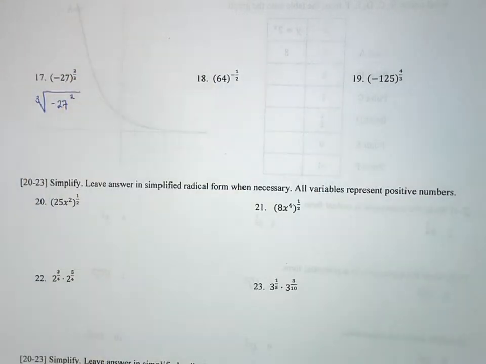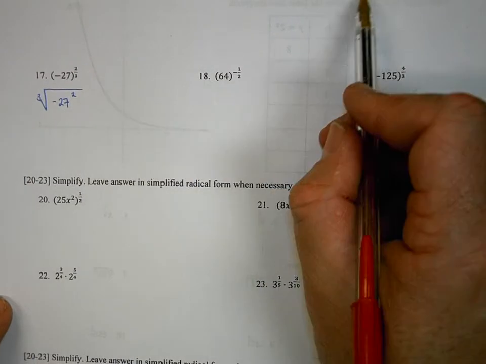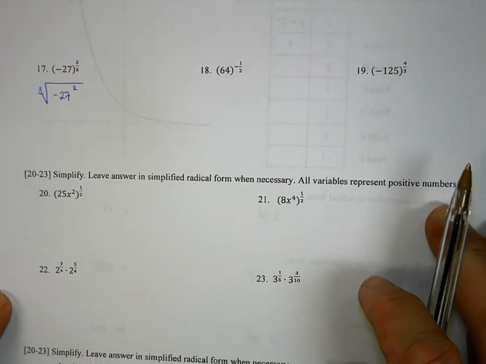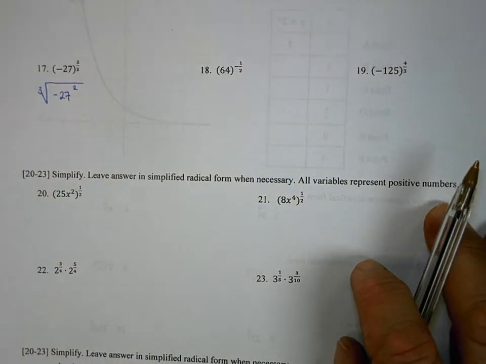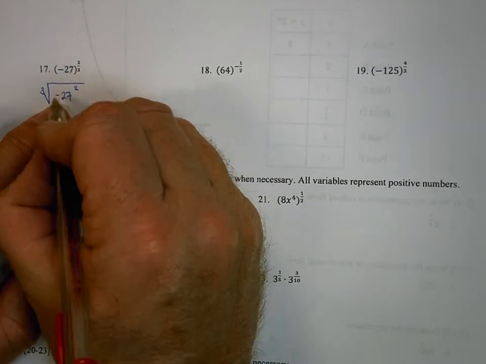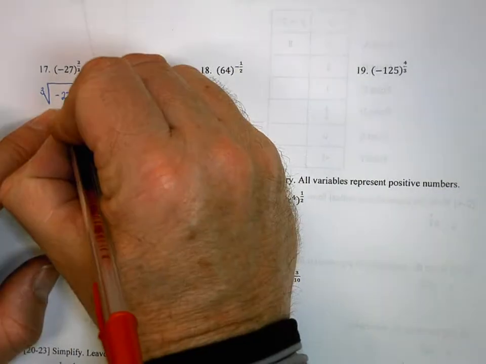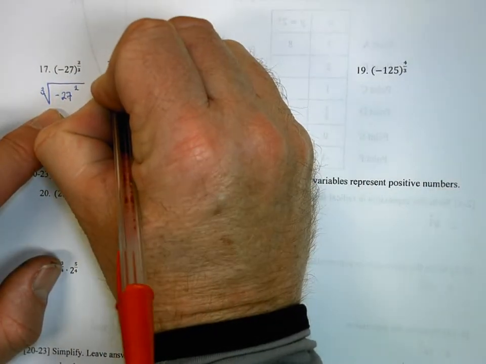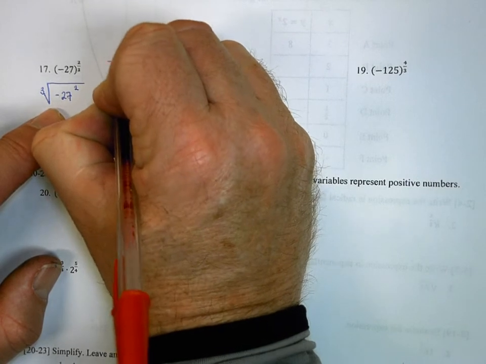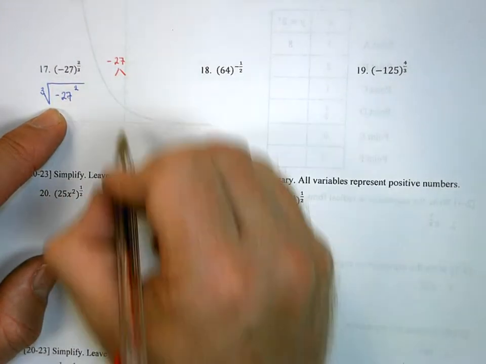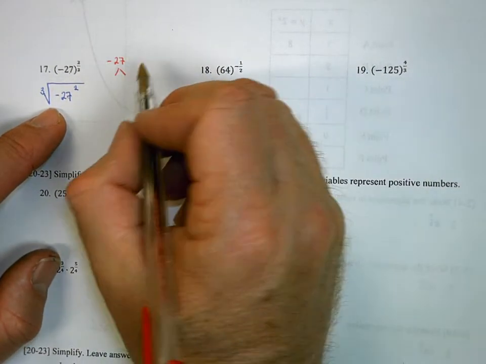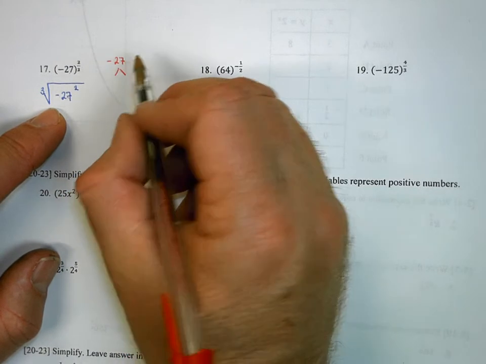The 3 is going to become my index, and then this radicand is going to be to the power of 2. Okay, now I'm going to do this one a little bit different than I did number 16, and then you could decide which style you like to solve these with. So now I'm going to take my radicand, negative 27, and factor this out. I'm not going to worry about the negative right now. I'm just going to factor the number.